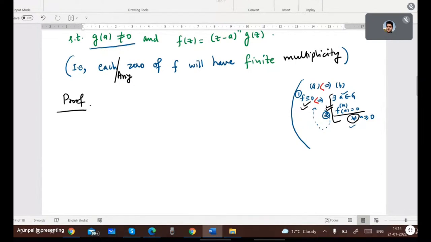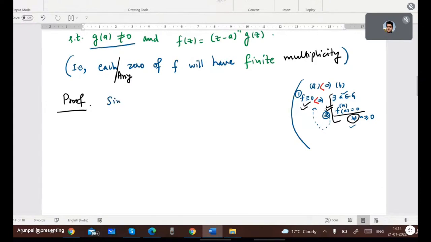And if derivatives of all orders can't be 0, it means there will be some stage at which the derivative will be non-zero. Is this okay? So I am going to use the theorem in this way. Is this okay, class?